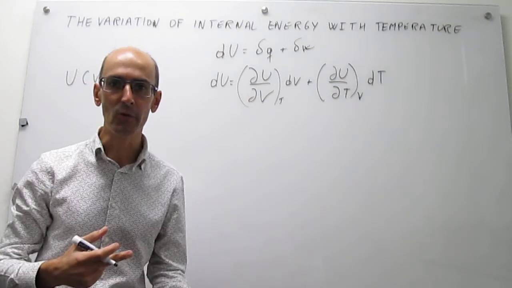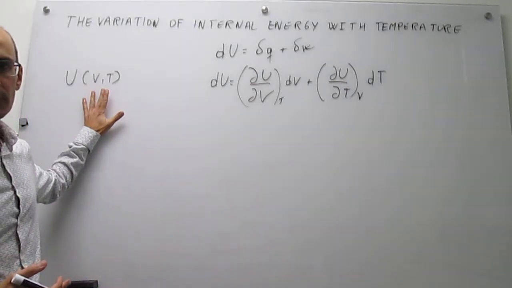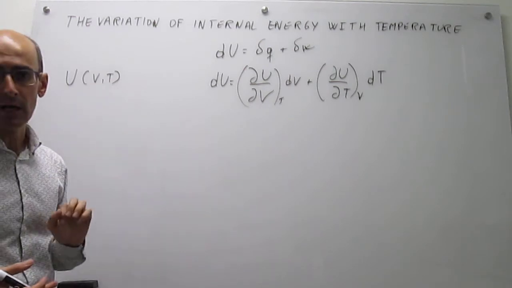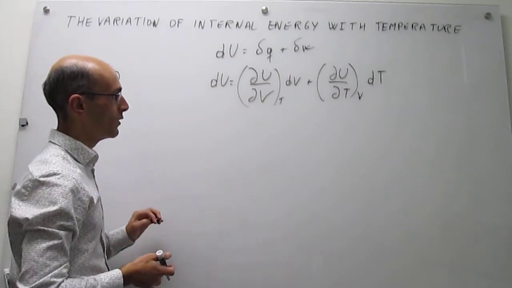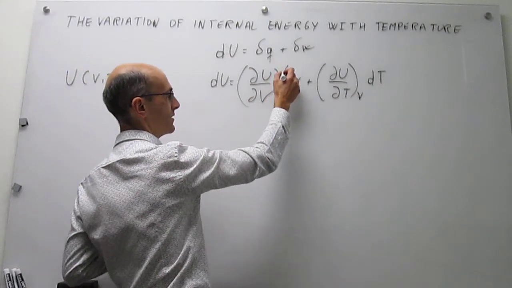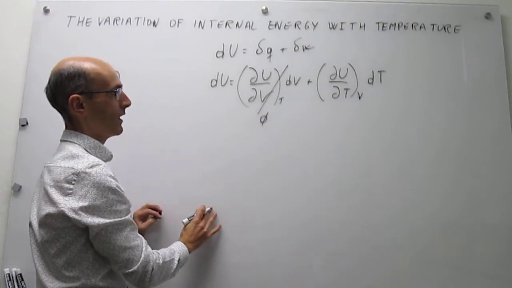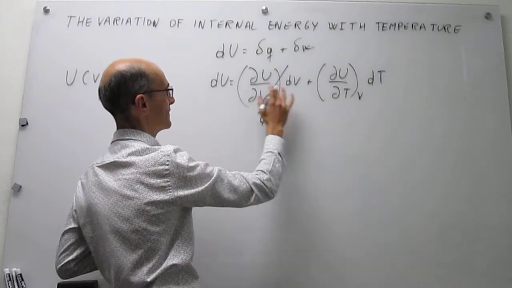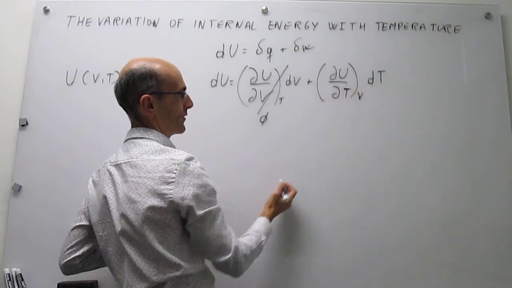Now, to study the dependence of internal energy on temperature alone, we want to freeze the other variable. If the internal energy depends on volume and temperature, and we want to study the dependence on temperature, we need to make the volume constant. So we're going to be freezing that volume. What that means is that this term right here is actually zero, and then your total derivative of the internal energy is just what you have right here.